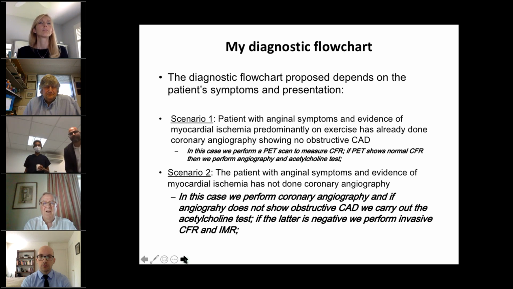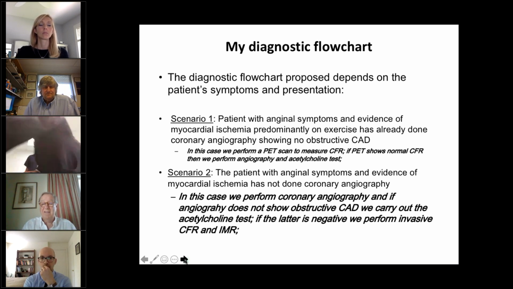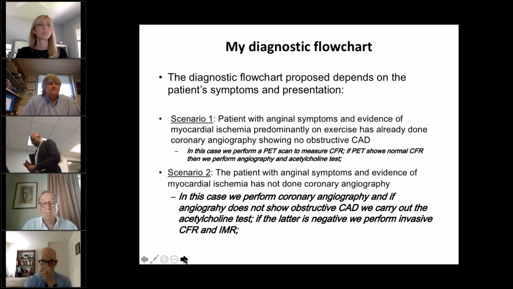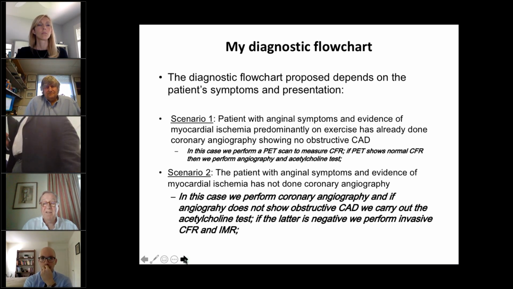Next, please. Okay, the second case scenario is the patient with anginal symptoms and evidence of myocardial ischemia that has not done previous coronary angiography. So the patient has the symptoms, has some ECG showing ischemia, but the patient has never done an angiogram. In this case, what I do, I send the patient to the cath lab, because I will show you why. The next, please.